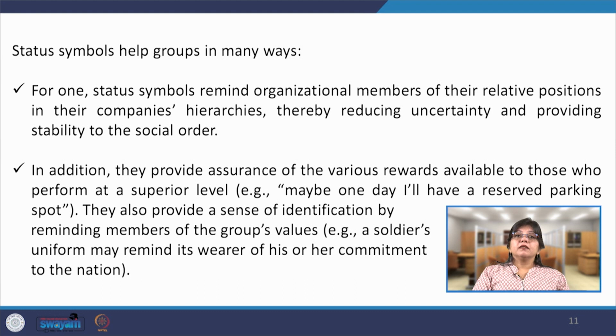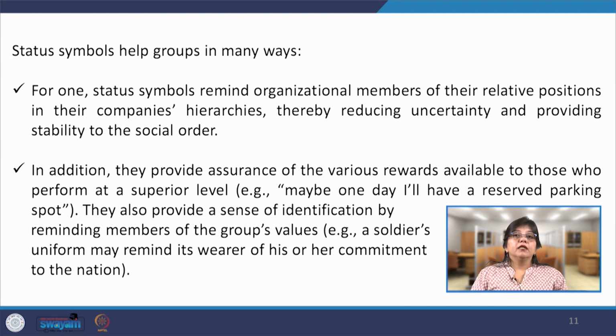Apart from this, status symbols help groups in many ways. They remind organizational members of their relative positions in their companies, that is, where a person exists in the whole hierarchy, from top to bottom or bottom to top. Every member has their own status. Based on that status, they have the rights, powers and responsibilities, and according to those job titles, every member in the group can easily identify the status based on the symbols, because every person who has a status has not only a designation, but has been given some perks which identify him as different from the other person at the formal level.